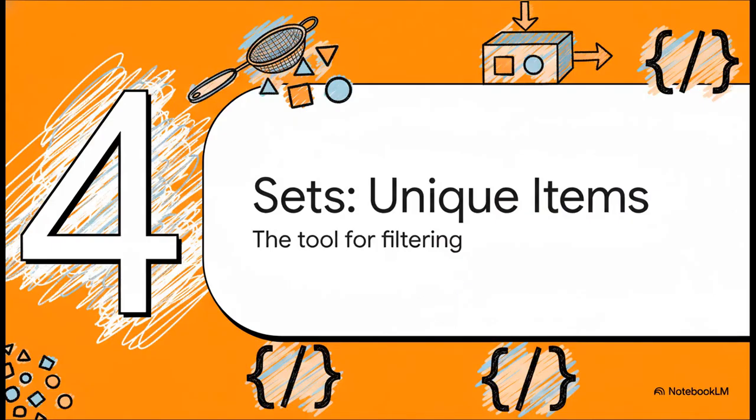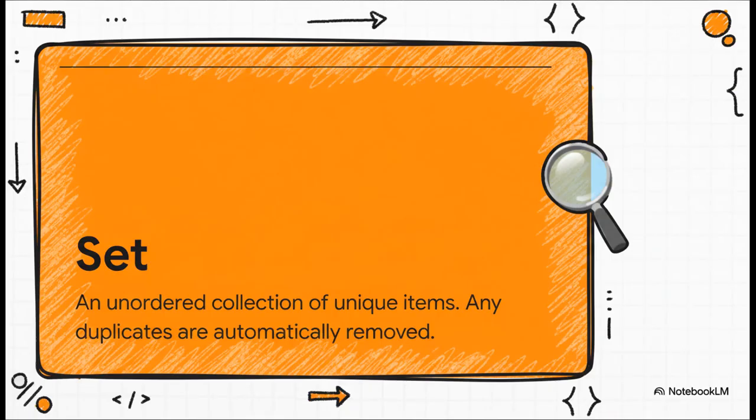Okay, next tool in the box, the set. The best way to think about a set is like a filter, or maybe a sieve. Its main job, really, is to enforce uniqueness. If you pour a bunch of items into a set, only one of each will make it through. So a set has 2 defining features. First, every single item inside it has to be unique. And second, sets are unordered, which means the items don't have a specific position or index like they do in a list or a tuple.